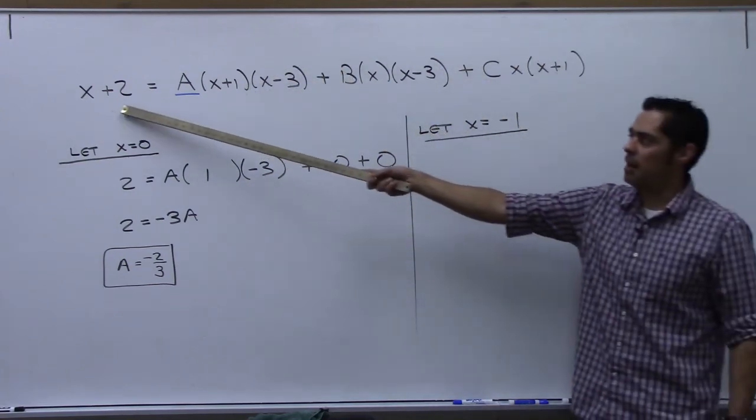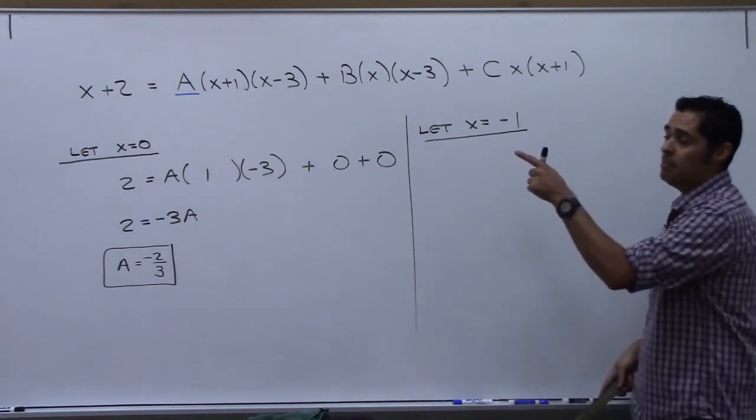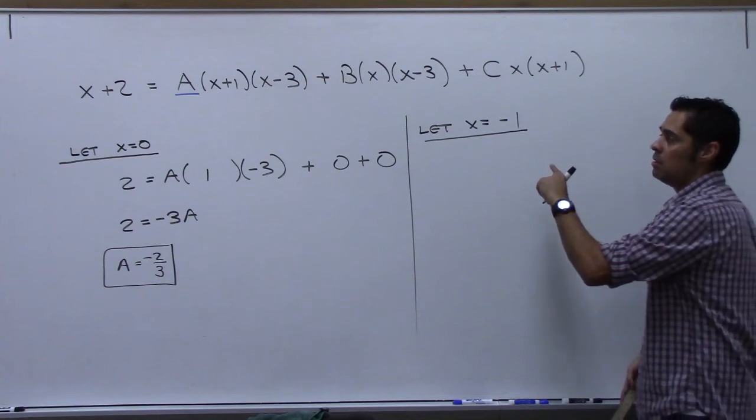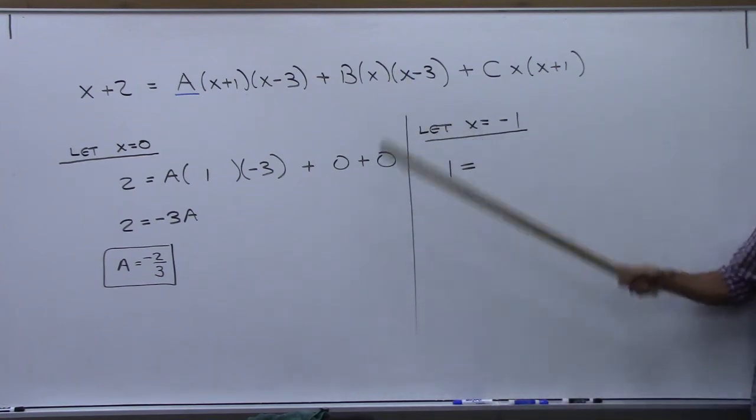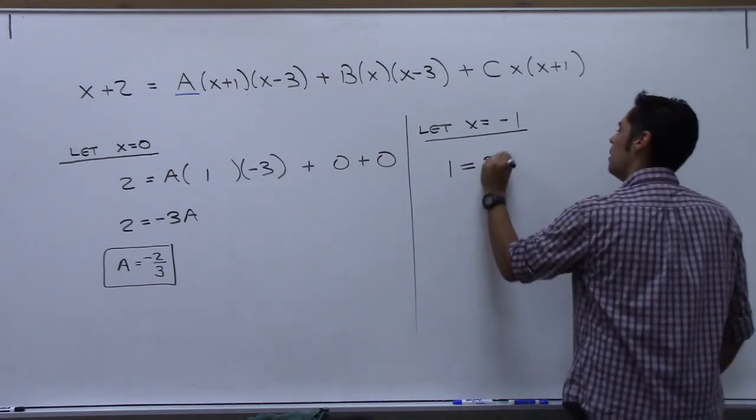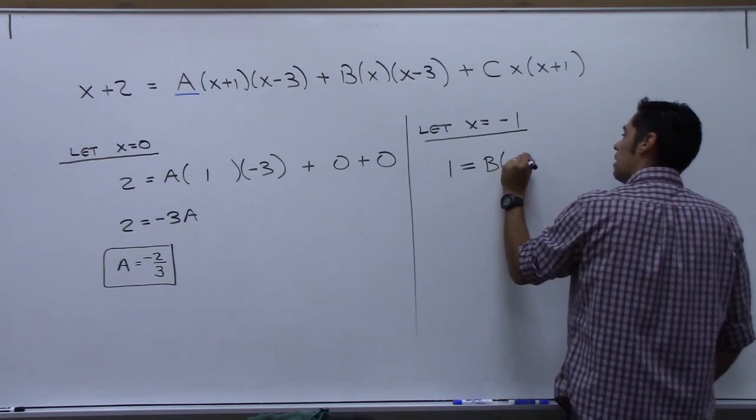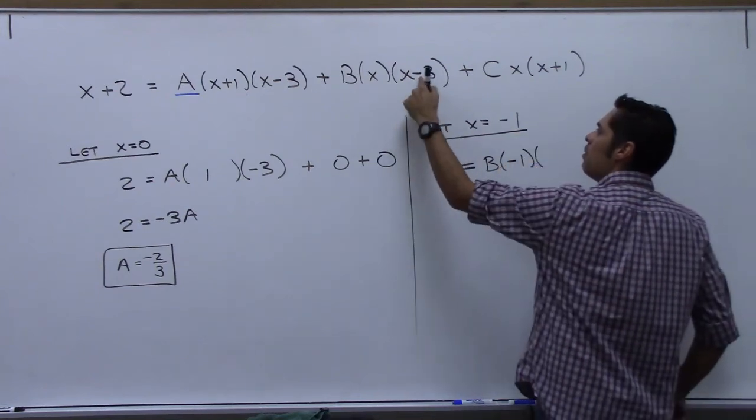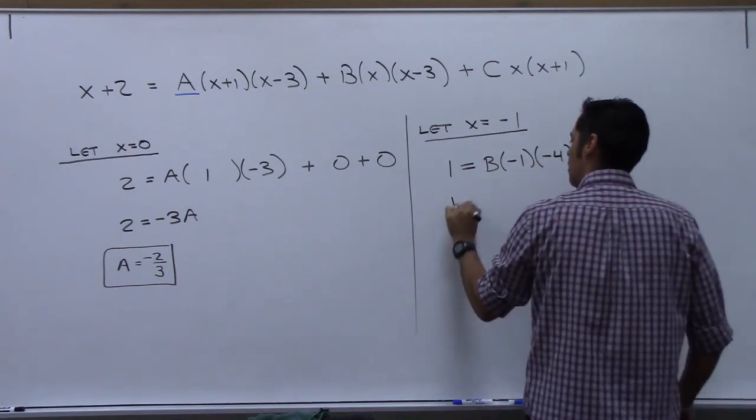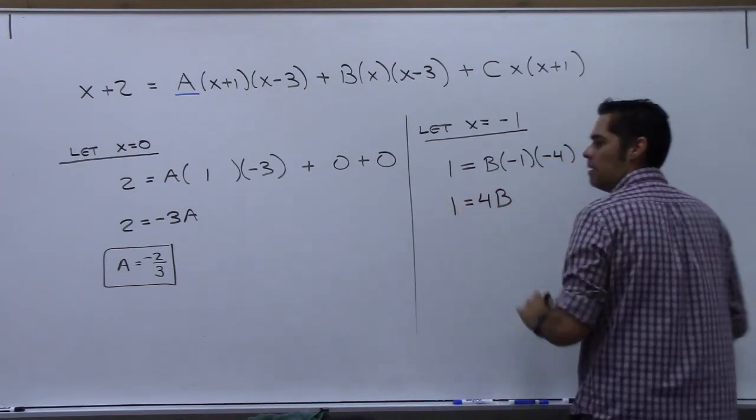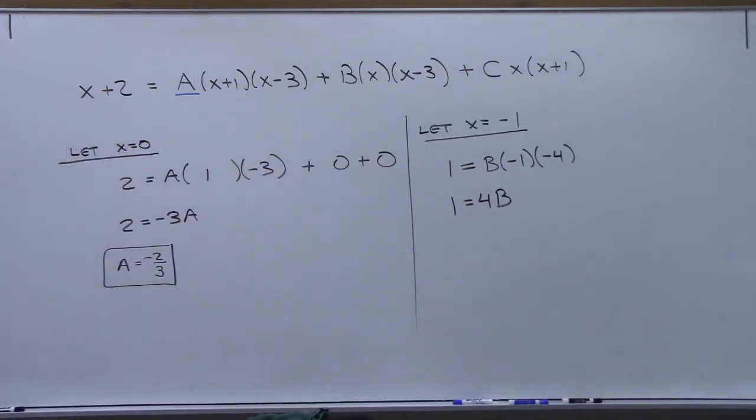But over here, I don't have negative 1, do I? I mean, I don't get 0. What do I get? Negative 2. 1, negative 1 plus 2. So 1. 1 equals, and then the only thing left here is the middle piece, right? So B times x, what's x? Negative 1, and then times, what's negative 1 minus 3? Negative 4, which is, oh wow, look, that's 4b, and b is 1/4. Man, this is much cleaner, isn't it?